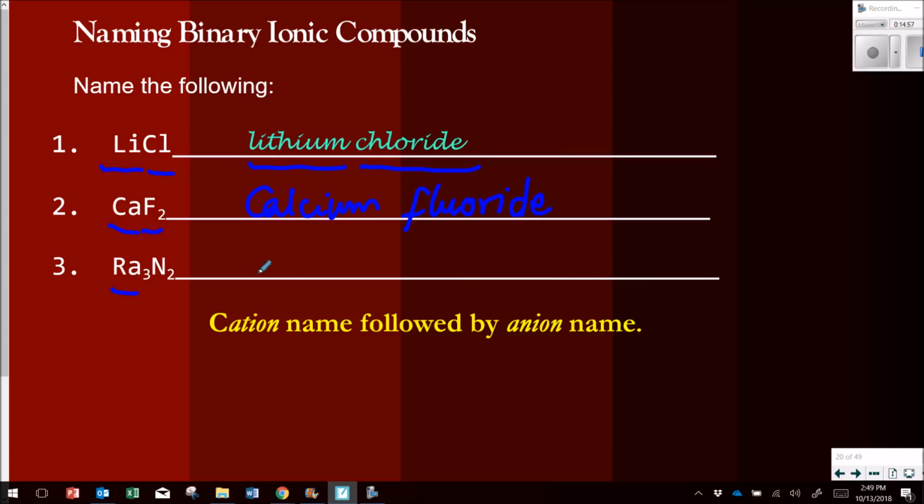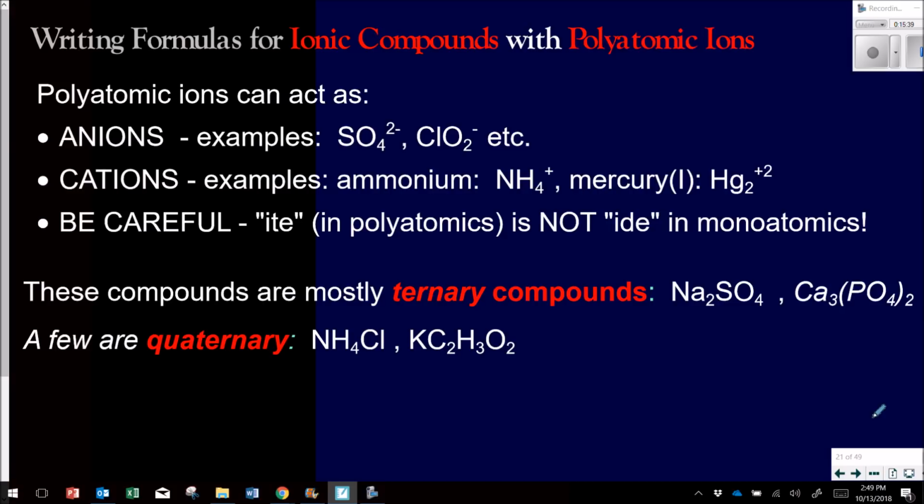A is radium. Again, it doesn't matter that there are 3, I just write radium. And the anion is nitride. And I'm done. Now let's take a look at compounds with polyatomic ions.